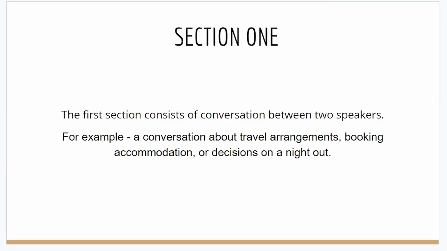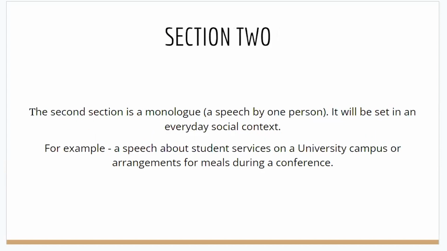So section 1. What is section 1? The first section consists of a conversation between two speakers. For example, a conversation about travel arrangements, booking accommodation, or decisions on a night out, something like that. So that is section 1. That is a social issue or social needs or whatever it may be. Then section 2. Section 2 is a monologue.